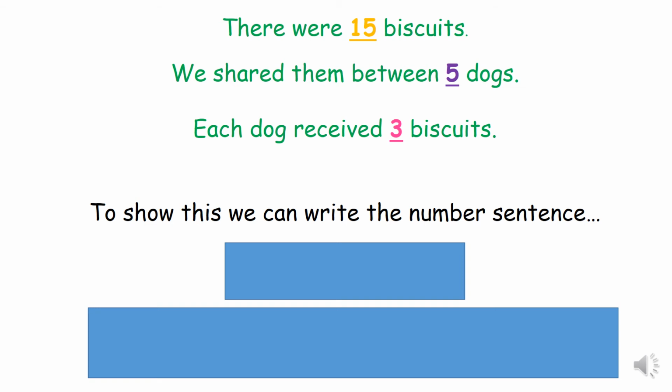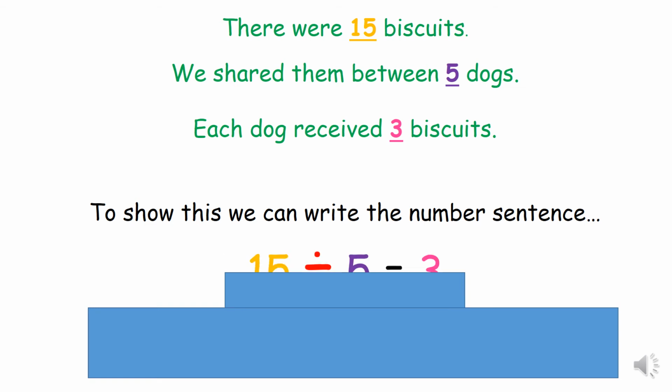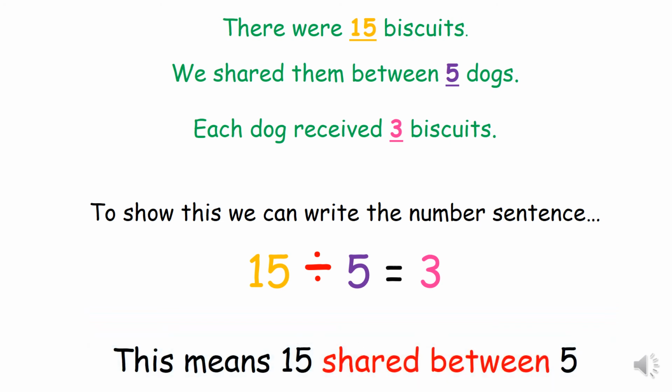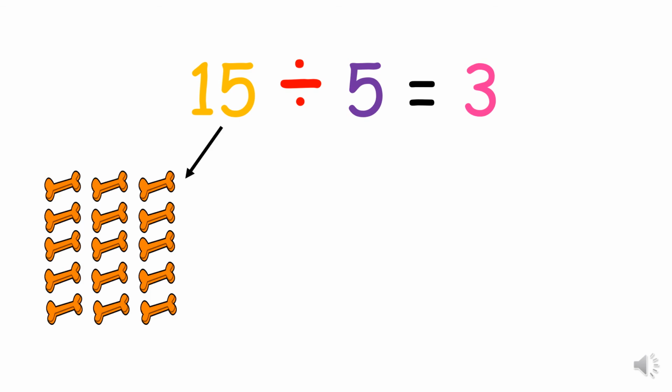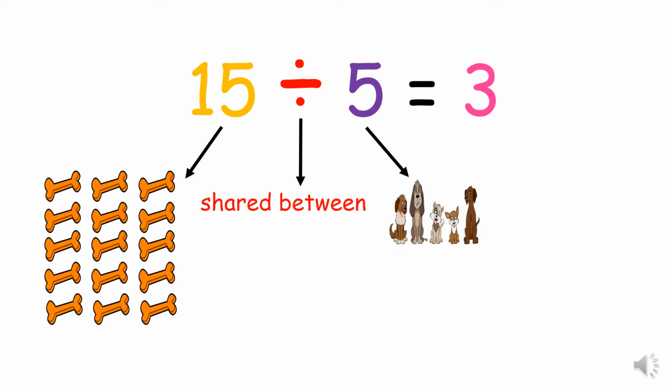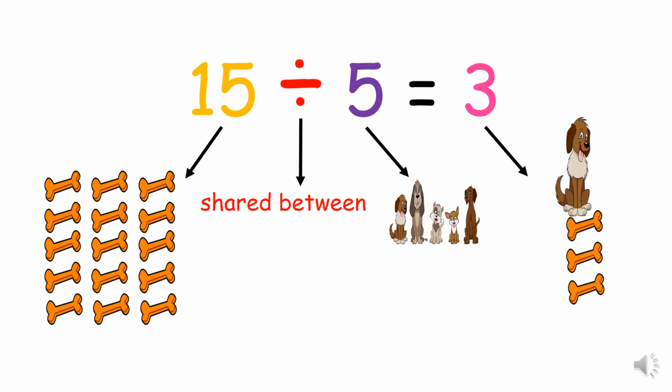Can you think what the number sentence will be? 15 divided by 5 equals 3 because we shared 15 biscuits between the 5 dogs. There were 15 biscuits. We shared them between 5 dogs, and each dog received 3 biscuits.